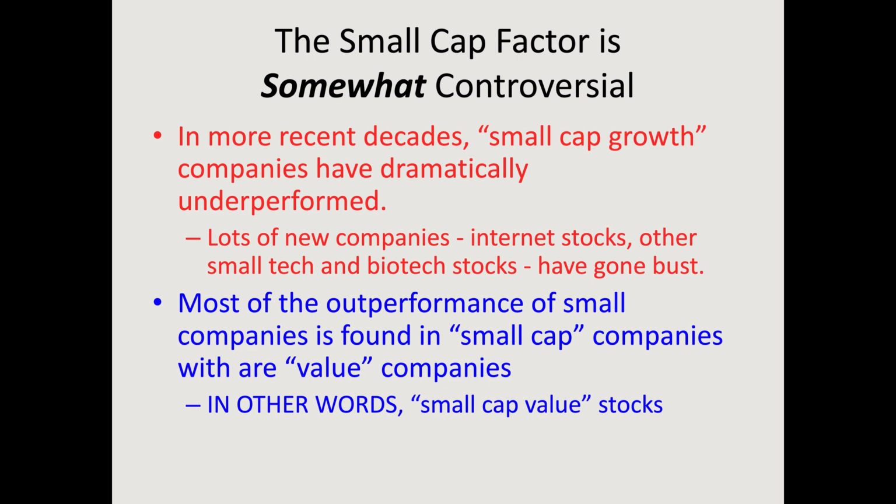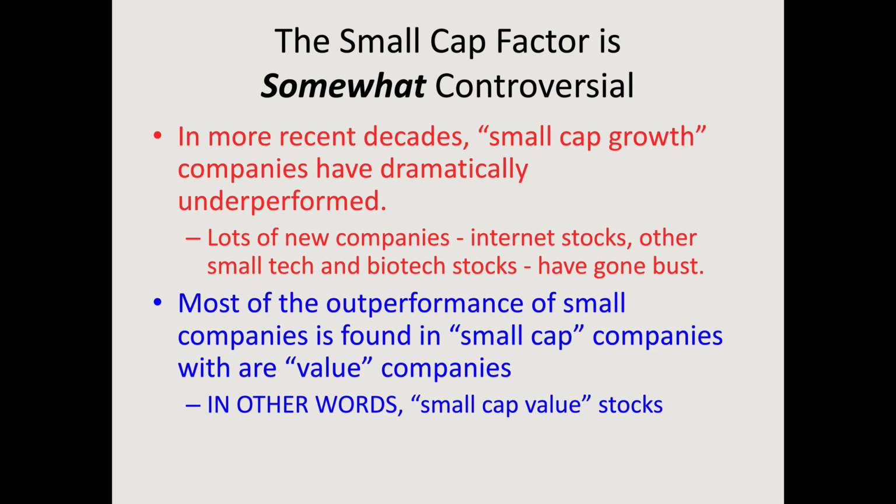Now, the small cap factor is a little bit controversial. It's been pointed out that small cap growth stocks, and we'll discuss growth and value stocks soon, have really underperformed, and that most of the outperformance of small company stocks comes from companies that start out as small cap value stocks and then explode. Small cap growth stocks, a lot of those are companies in the technology sector. They tend to be overhyped. They tend not to have earnings. They tend to be high-priced small company stocks that are overhyped.